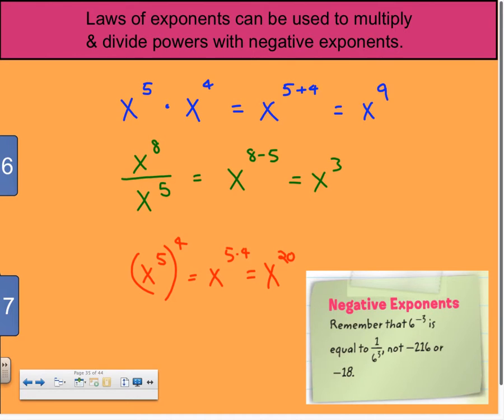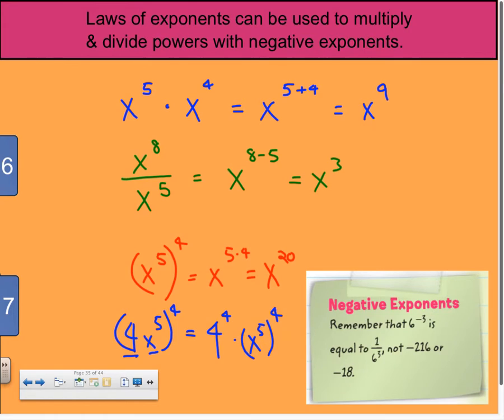And then the very last one simply states if I have, let's say, 4x to the 5th, all raised to the 4th, then every single factor inside the parentheses, the 4 and the x, has to be raised to the 4th power. So I can rewrite this as 4 to the 4th power times x to the 5th raised to the 4th power. Okay? So those are a brief review of the laws of exponents.